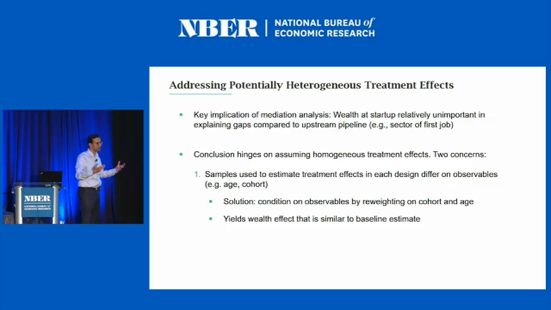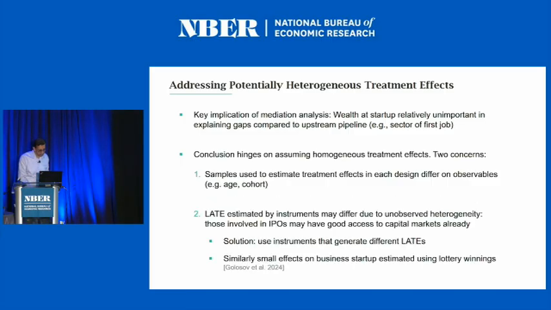These are two quite different samples. You might worry, can we be confident that the treatment effects of wealth would be the same if we looked at people just entering the labor market versus people in the IPO sample and so on? So one thing that we can do is condition on observables, reweight the two samples on observables to look more similar on age, on cohorts, on other demographics. That turns out not to change the estimate significantly. A deeper concern, which is what Kosuke focused on, with those superscript I's, is that there's unobserved heterogeneity.